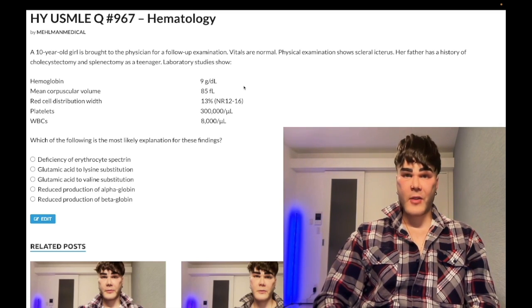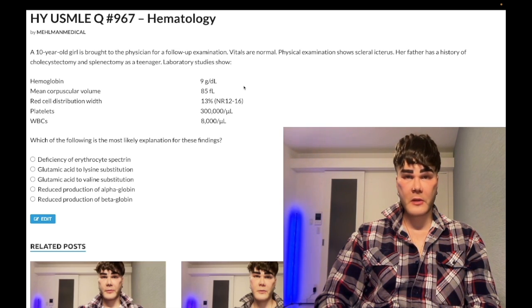So I have an idea. Why don't I hop to the rest of the question here? So we already said it's choice A. So choice B, glutamic acid to lysine substitution, hemoglobin C disease, wrong fucking answer.